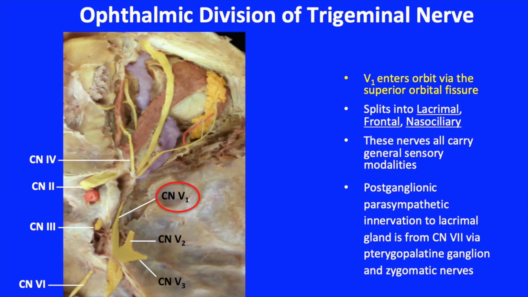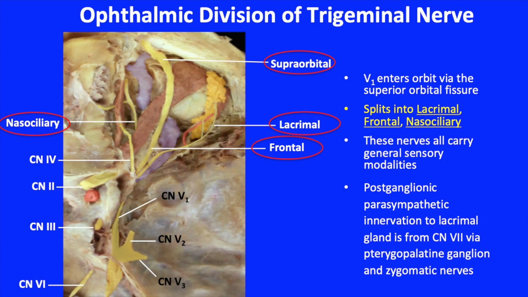The last individual nerve we need to discuss is the ophthalmic division of cranial nerve 5. Once the nerve enters the orbit, it splits into the various components now indicated: the frontal, lacrimal, and nasociliary. The frontal will continue as the supraorbital once it exits the skull. Remember, all these branches are sensory, although the lacrimal nerve will ultimately be joined by postganglionic fibers from the pterygopalatine ganglion via zygomatic nerves.